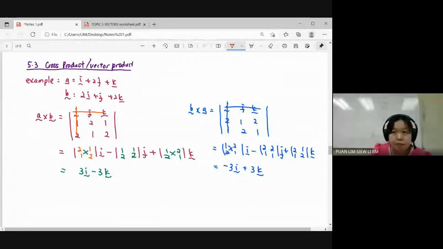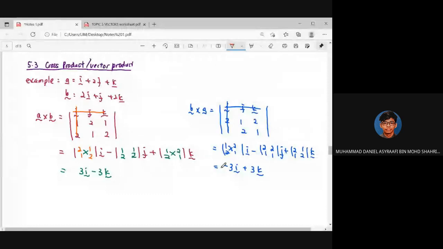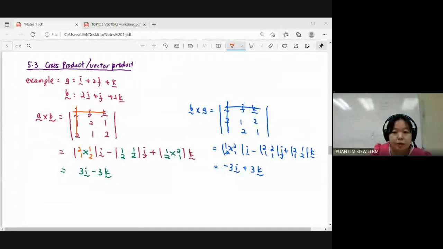So bila kamu dah buat, you dah hands on, you perasan tak? Jawapan dia dalam bentuk vektor. So apa hubungan ini? You boleh nampak apa hubungan ini? Sama ke tak? Tak sama. Tak sama dari segi apa?